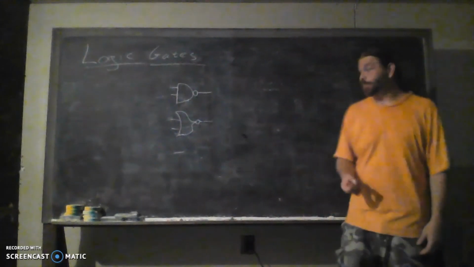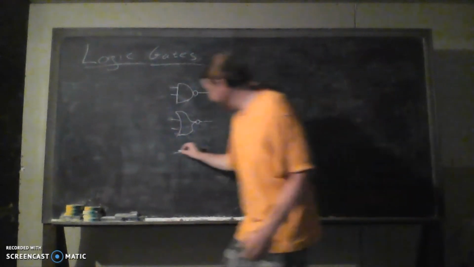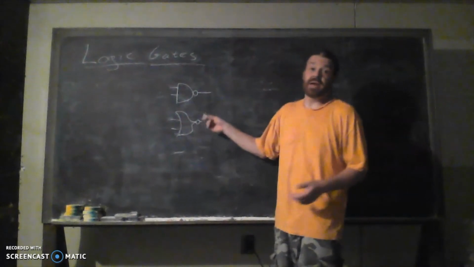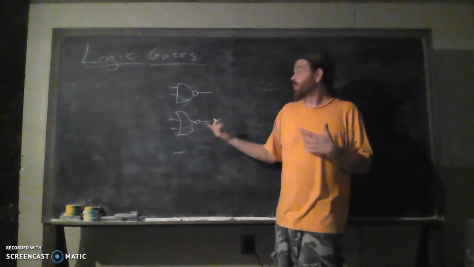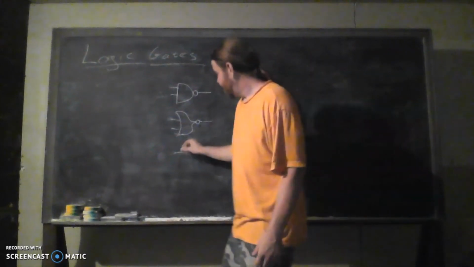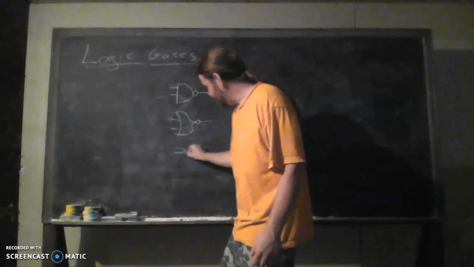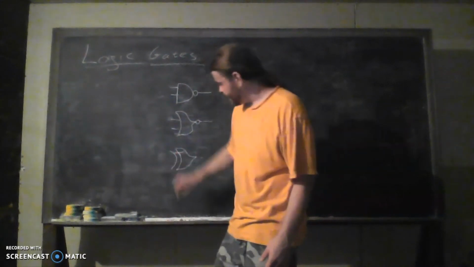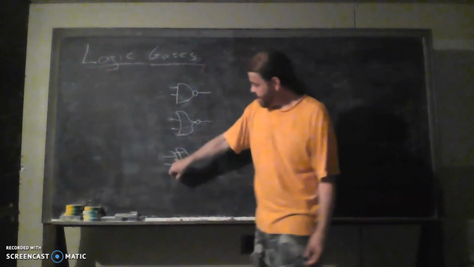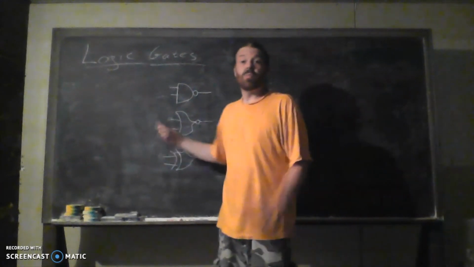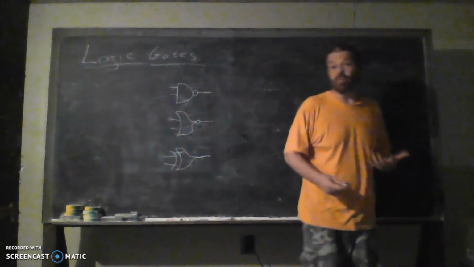or a NOR gate. And I considered including XOR, exclusive OR, so it's like an OR gate where it's one or the other, but only one or the other. So an XOR, might as well draw the symbol here since I mentioned it. It looks like an OR gate, but we'll have an extra little line back here. And it's exclusively OR. It's one or the other, but not both.